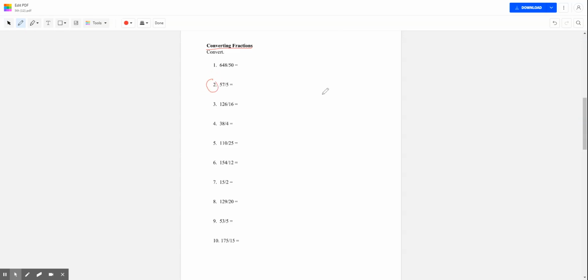Let's try number 2. 57 over 5. Just like number 1, we're going to divide. 5 fits into 5 once. We're going to put a 1 there. And 5 fits into 7 once. And we get 2 as the remainder. So that's the whole number, and that's the numerator. So 11 and 2 over 5. That's our answer.